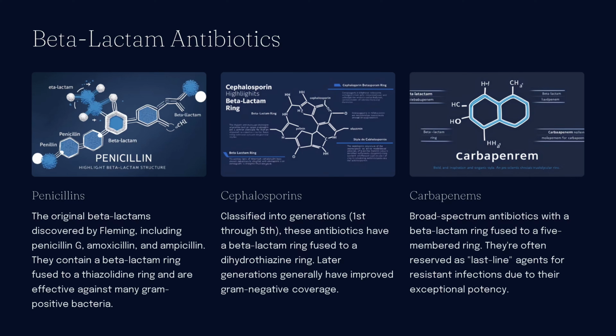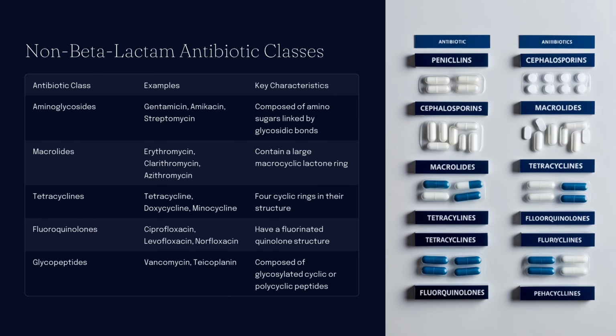Second class is aminoglycosides. These are composed of amino sugars linked with glycosidic bonds. These include gentamicin, amikacin, and streptomycin. Third class is tetracyclines. As the name suggests, there are 4 cyclic rings in their structure. Examples are tetracycline, doxycycline, and minocycline. Fourth category is macrolides. These contain a large macrocyclic lactone ring in their structure. Examples are erythromycin, clarithromycin, and azithromycin.